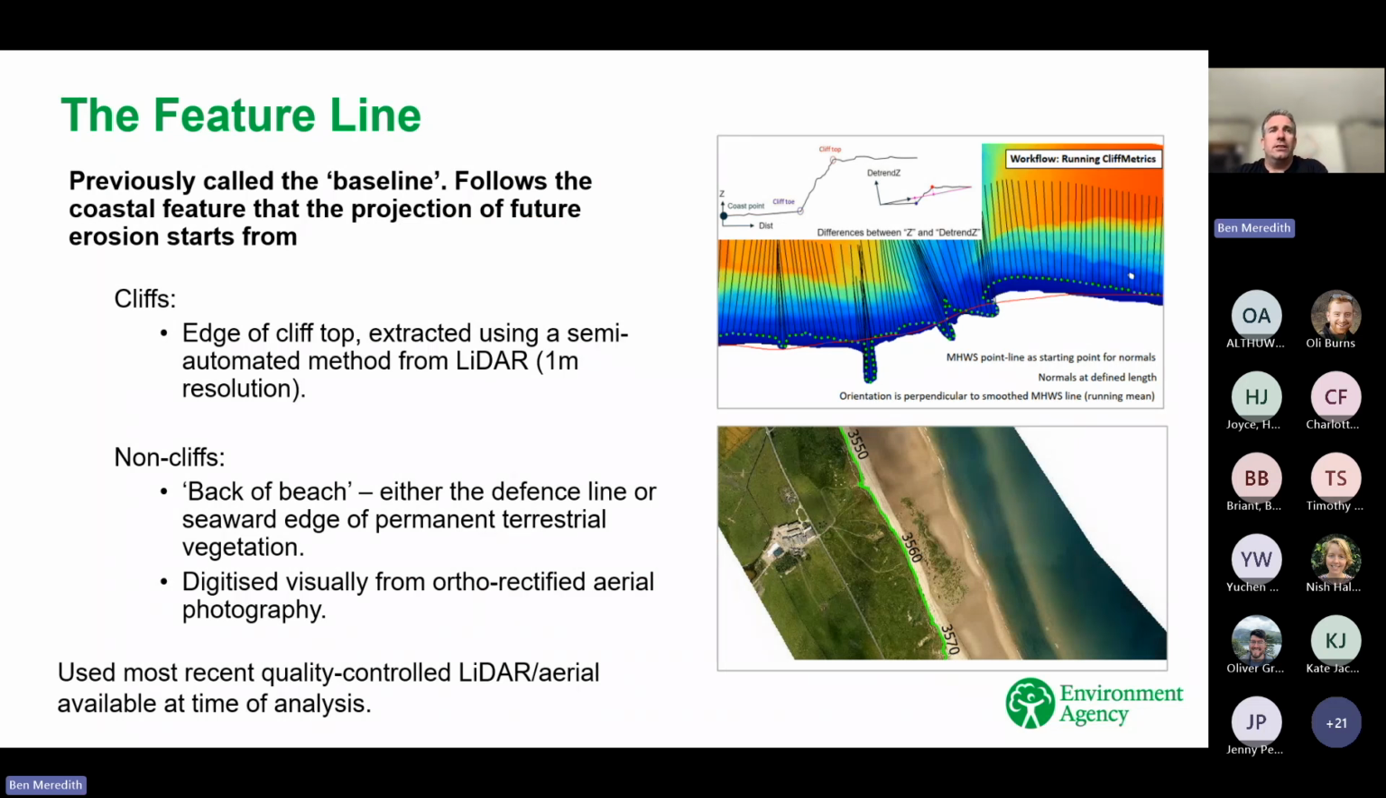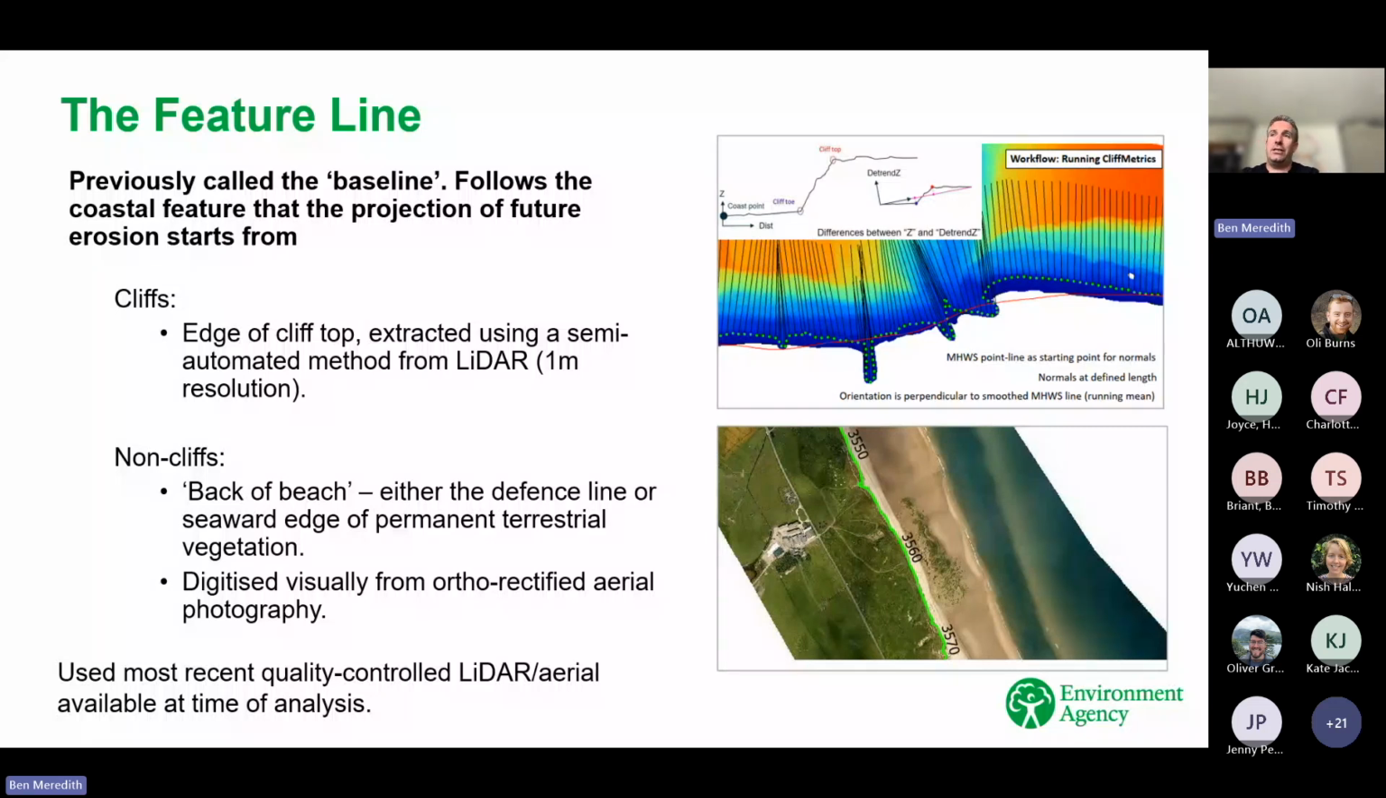So the feature line is the first critical step of our process. This was previously called the baseline and then zone 1, and it marks the position at which we measure future erosion from. So this definitive point is either the cliff top taken from LiDAR and aerial images, or it's the back of the beach where vegetation occurs, or a defence line if one is present. The top of the cliff has always been used by NSERM and continues to be the point of definition in the new data. And we use the top of the cliff rather than the cliff toe because the top of the cliff is the point closest to the receptors at risk of that erosion impact.